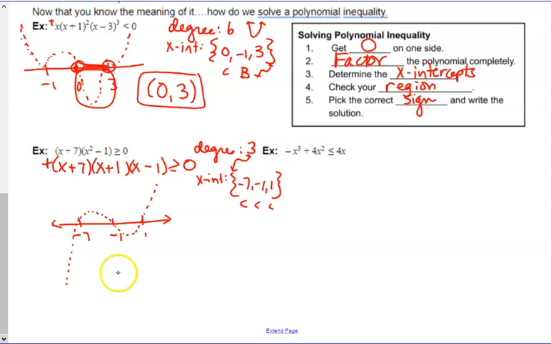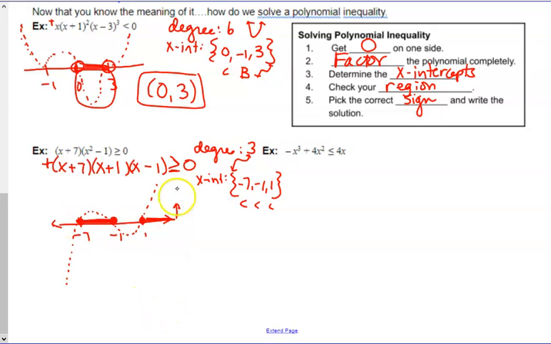And we are concerned with, for this inequality, where the function is greater than or equal to 0. So that means, where is it positive? So I'm looking at everything above that axis. So that's here and here. So I need all of these x values, and I need all of these x values, but because I have an equals back here, I'm going to throw solid circles on each one of those.